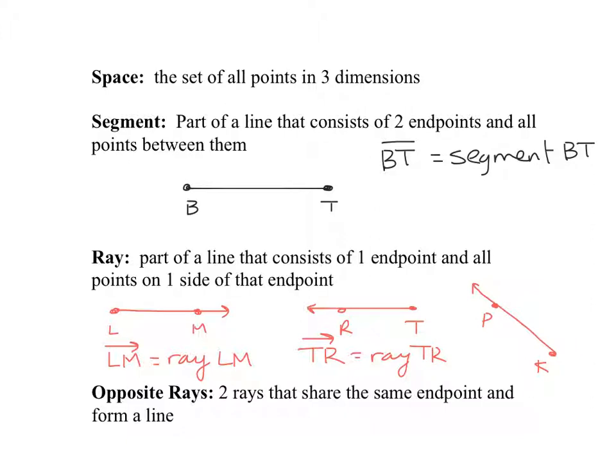Okay, so how would you name that last one? KP. Yep, it's ray KP. So you do KP, arrow goes to the right. Okay. Any questions on rays?